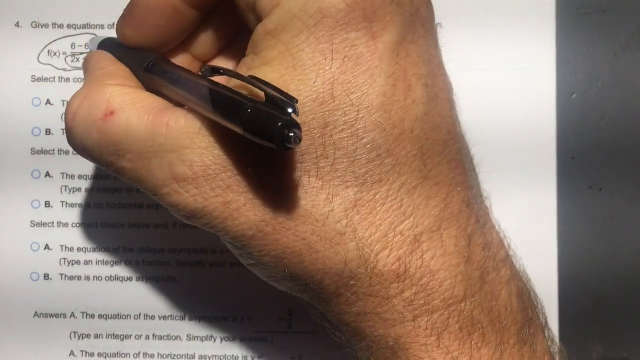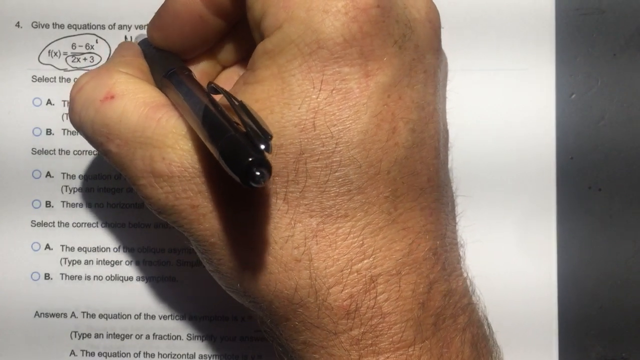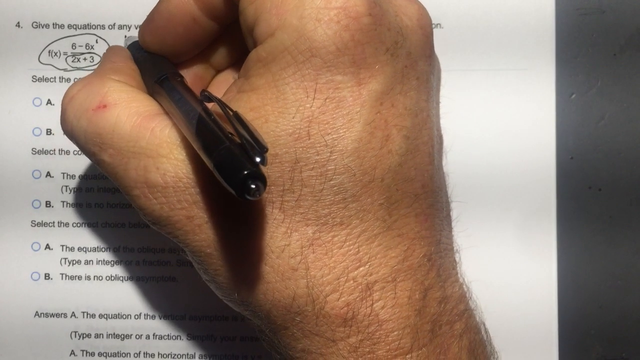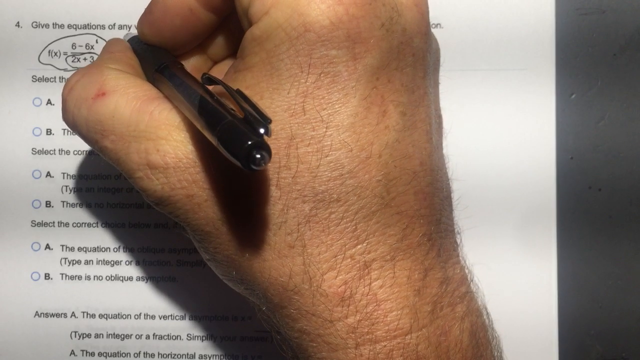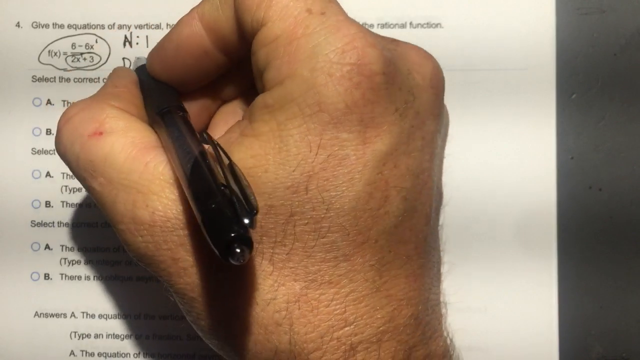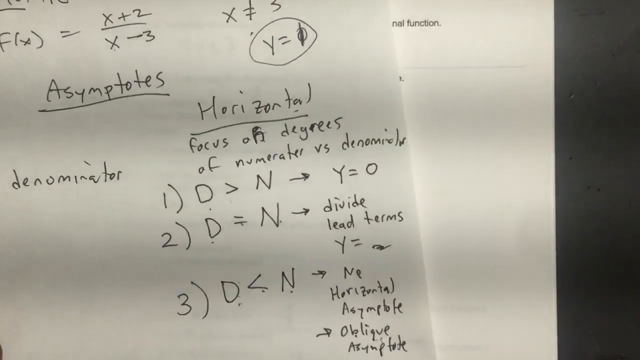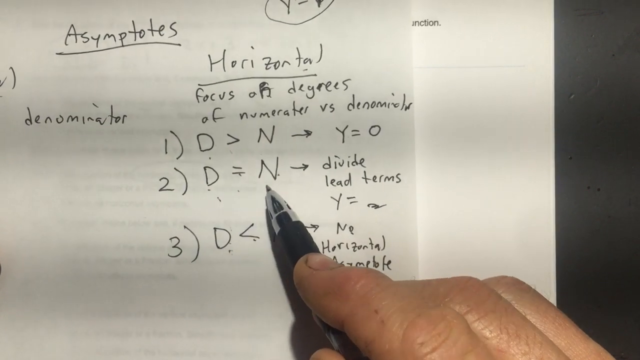All right, look at my degree in the top. This is x to the 1. I'm sorry, my numerator degree is 1. My denominator degree, well, that's 1. And look, they're equal. On this one, the denominator is equal to the numerator.